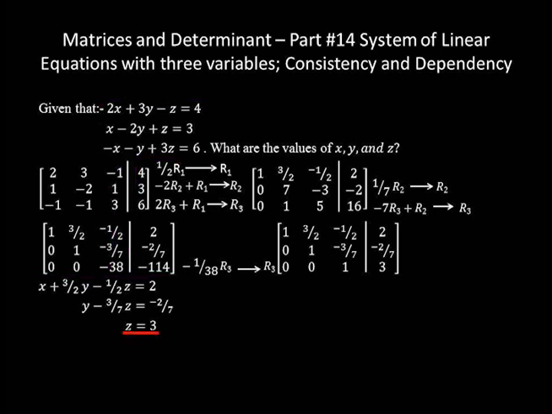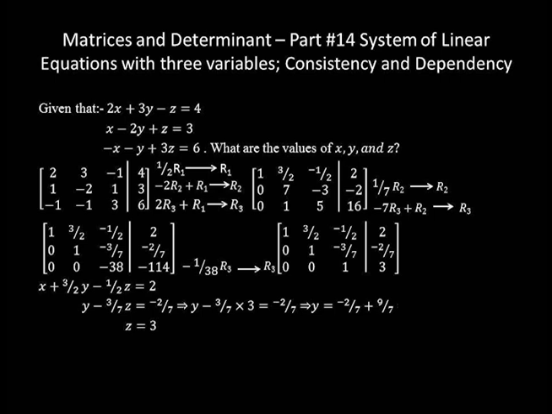From this third equation, we know that the value of z is 3. We can plug in the value of z into the second equation and solve for y. That's y minus 3 over 7 times the value of z, which is 3, equal to negative 2 over 7. Negative 3 over 7 times 3 is negative 9 over 7. Taking negative 9 over 7 to the right of the equality sign gives us positive 9 over 7. So the equation becomes y equal to negative 2 over 7 plus 9 over 7.